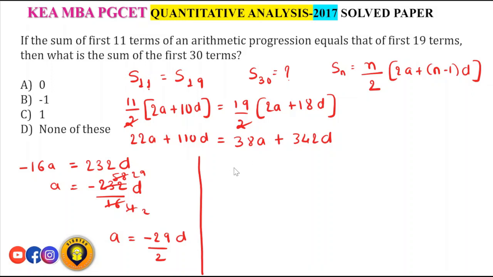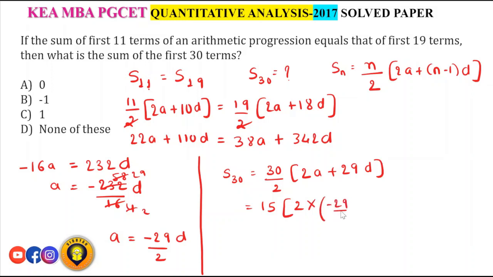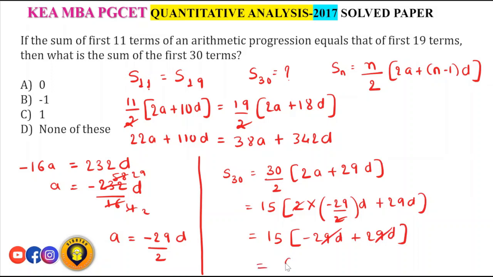Now what you have to find? You have to find S30. S30 is nothing but n by 2 into 2a plus n minus 1, that is 30 minus 1, that is 29d. 30 by 2 is 15. 2a, a value you replace by minus 29 by 2 into d, plus 29d. So 2 and 2 get cancelled. This is equal to 15 into minus 29d plus 29d. So minus and plus get cancelled. 15 into 0 is 0. So the answer here is 0.